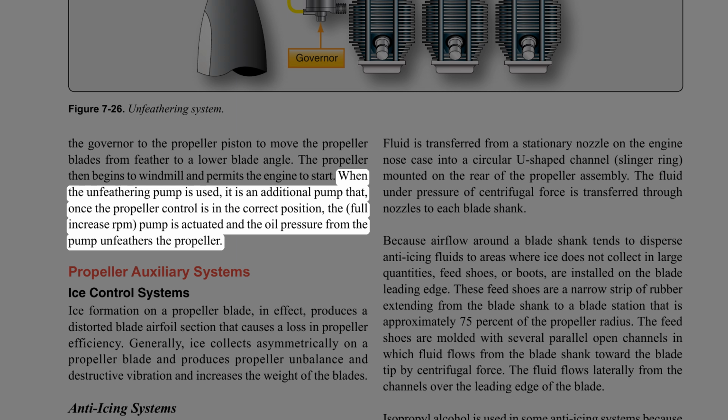When the unfeathering pump is used, it is an additional pump that, once the propeller control is in the correct position, the full increase RPM pump is actuated and the oil pressure from the pump unfeathers the propeller.